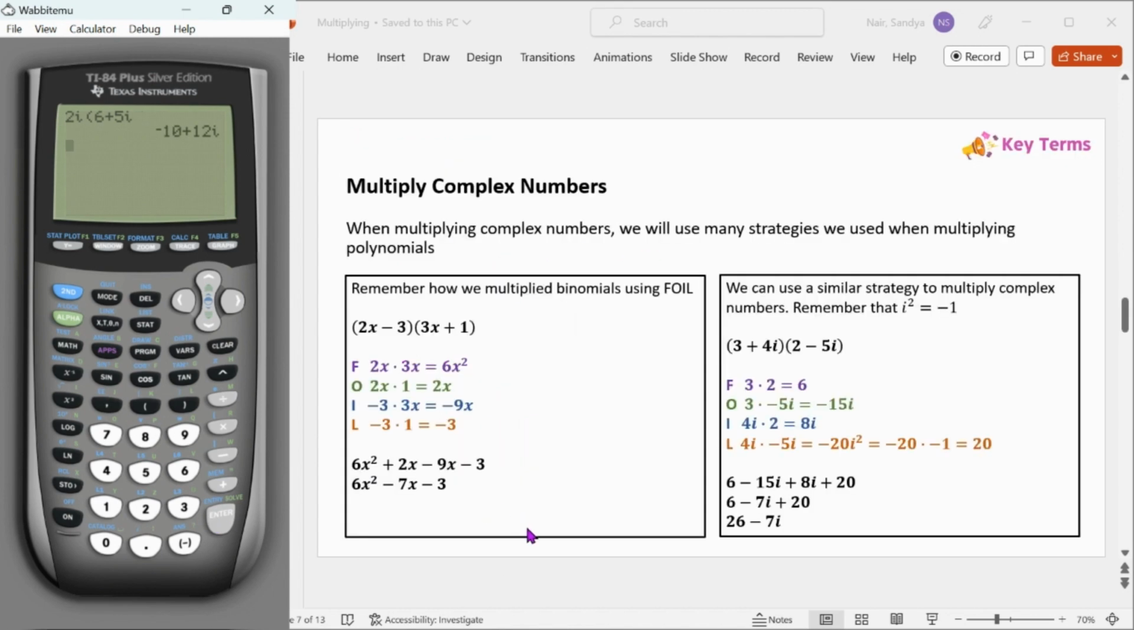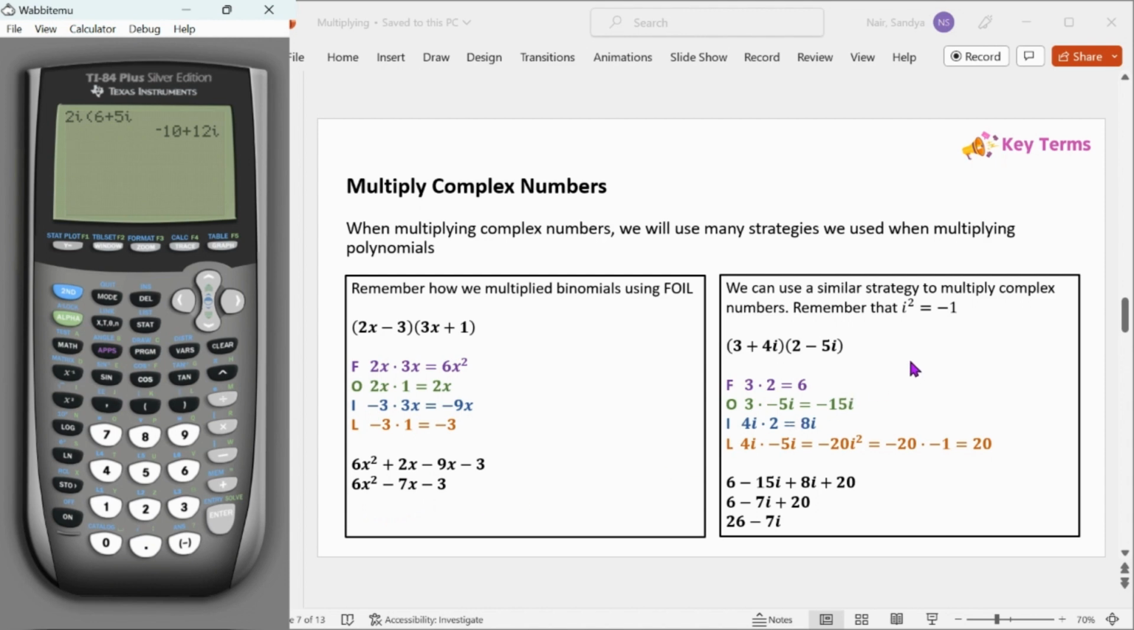So we can also multiply complex numbers together using the strategies we used when multiplying polynomials. Remember, we used FOIL because a complex number is kind of like a binomial because we have two terms in it. F stands for first, so we do 2x times 3x, which is 6x squared. O stands for outside, so we do 2x times 1, which is 2x. I is inside, so we do -3 times 3x, which is -9x. Last is -3 times 1, so that's -3. In the final step, we add up all the terms, and if we have any like terms, we combine them. Here, the 2x and minus 9x are like terms, so we get 6x squared minus 7x minus 3.